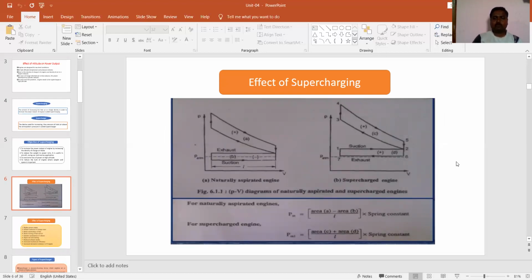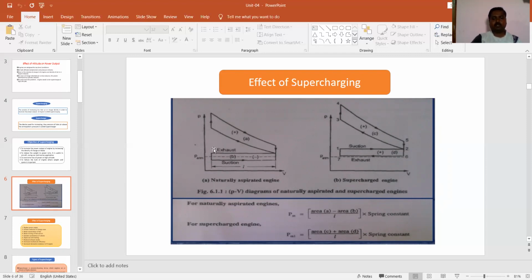Next one is effect of supercharging. Here two diagrams are shown. The first one is the theoretical pressure volume diagram for a naturally aspirated engine. Naturally aspirated engine means the engine not having the supercharging concept. Next one is the supercharged engine. These two diagrams show the variation in the pressure volume diagram for a naturally aspirated engine and a supercharged engine.